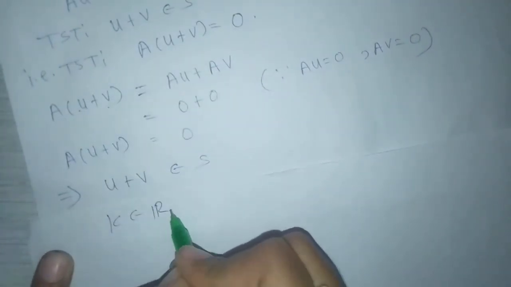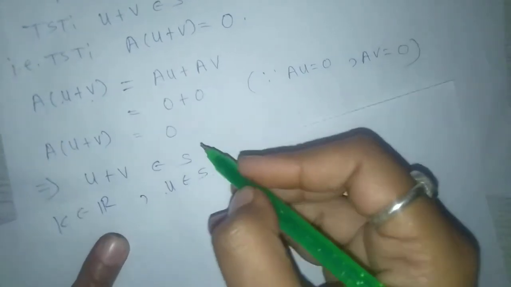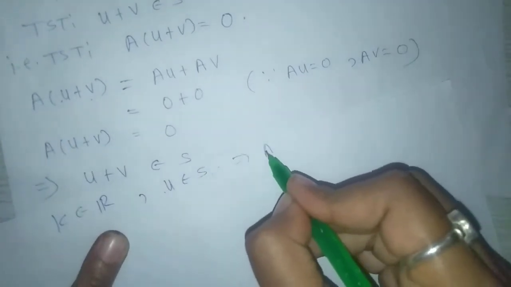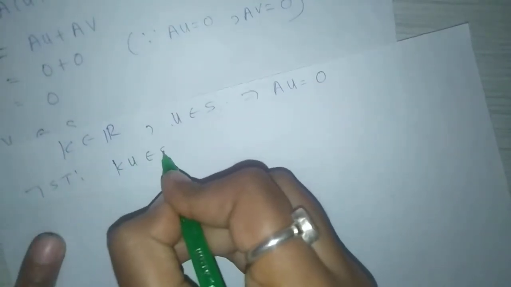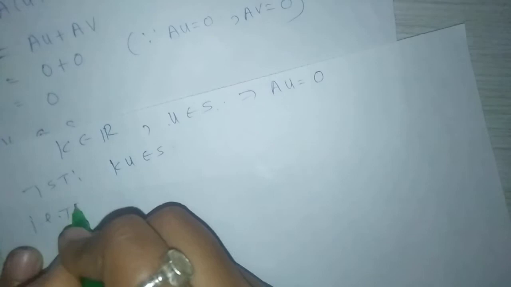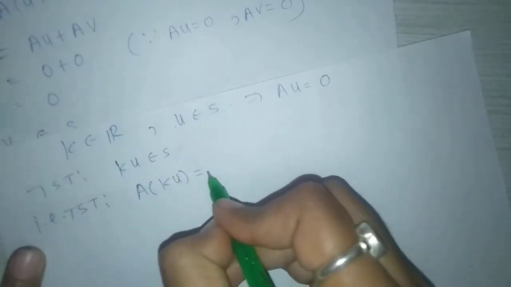K belongs to R and U belongs to S. U belongs to S means A into U equal to 0. Now to show that scalar multiplication holds in S, means K into U belongs to S, that is to show that for K into U belongs to S, we have to show that A into K into U equal to 0. First consider the left hand side.